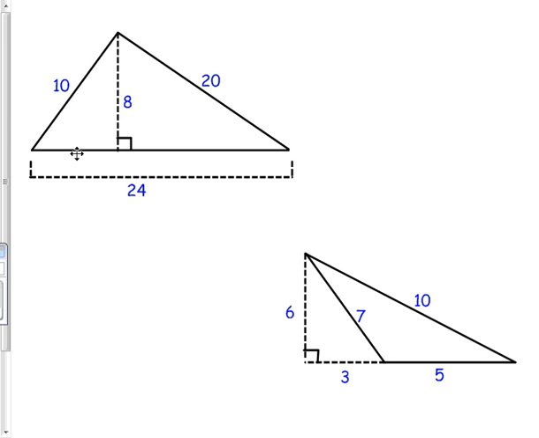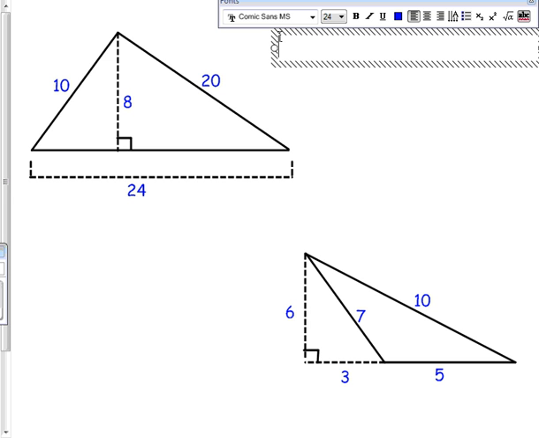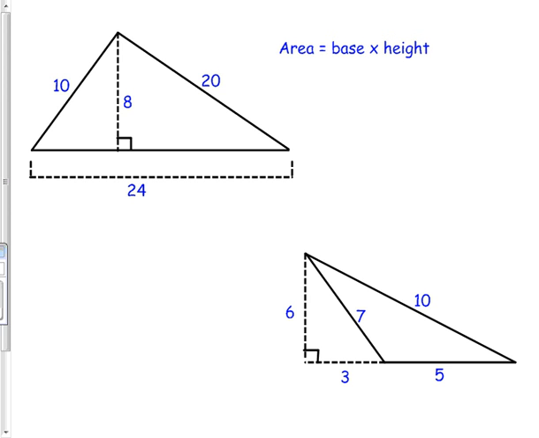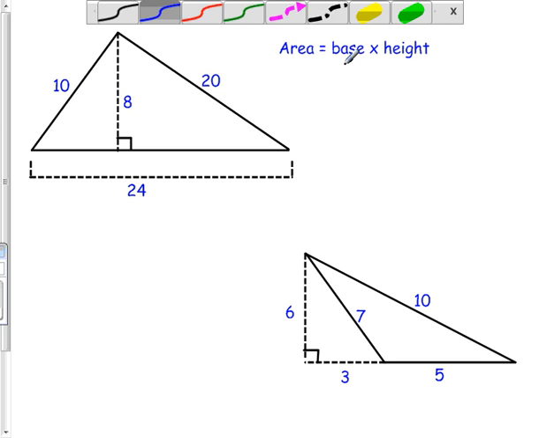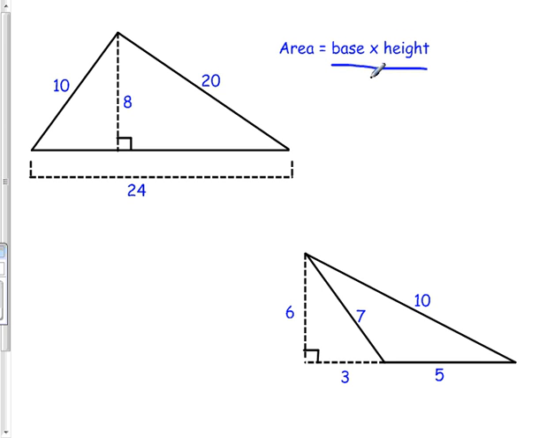Okay. So I want to know the area of this whole big triangle. And so it's the same formula. The area is still base times height, just like a rectangle, but then we divide it by 2. So divided by 2. Okay? So we need to figure out what's the base and what's the height.